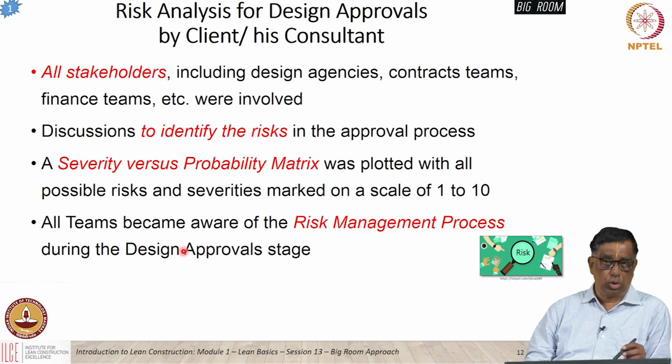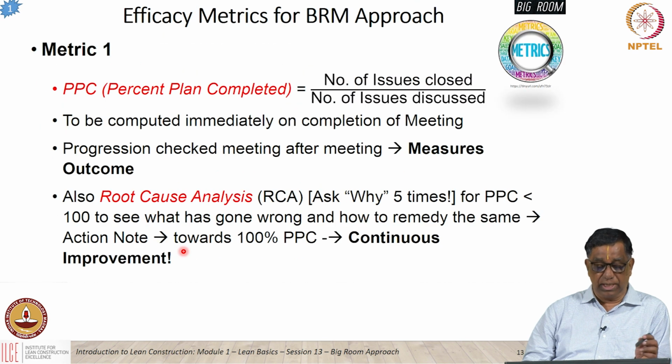They discussed all the various risks involved, and they had a matrix, severity of risks versus the probability of the risks. So, that is the matrix which was made, and all the identified risks were plotted on this matrix. So, people could understand which were the ones which were more serious to be focused on and which were the ones which are not that serious. So, people also became well aware of the risk management process itself.